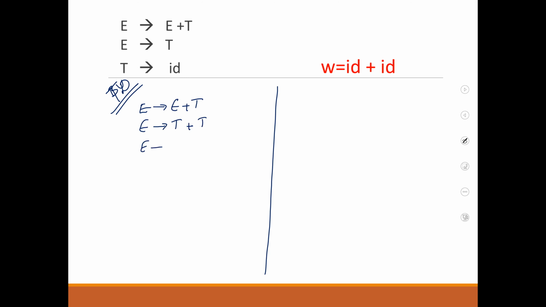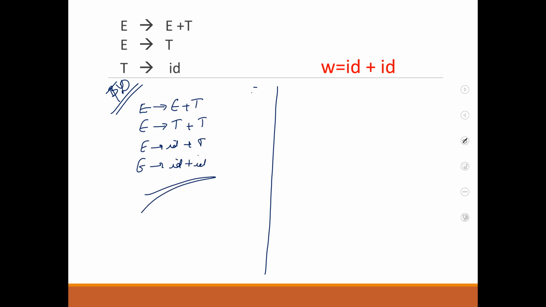We'll have the next one. ID plus ID, you need to prove. Let's do bottom up and top down first. You have to start with E plus T. Leftmost, which means T is replaced, T plus T, E is ID plus T, E is ID plus ID. Root.